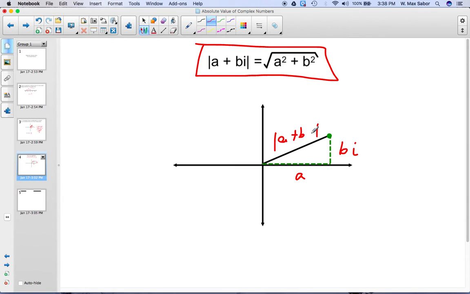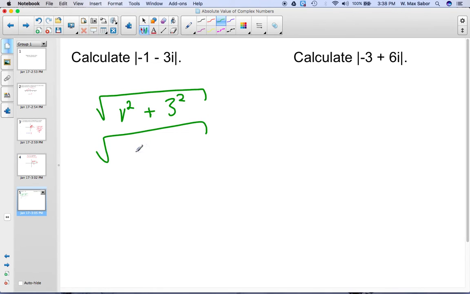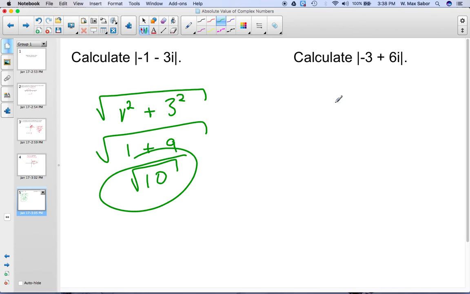It should feel very similar to what we were doing with vectors just a moment ago. So let's do some pretty straightforward questions. The magnitude here, we do 1 squared plus 3 squared. We can ignore the negatives because they're just going to be canceled out. Square root of 10 is the magnitude there.